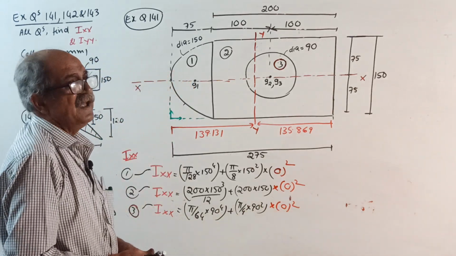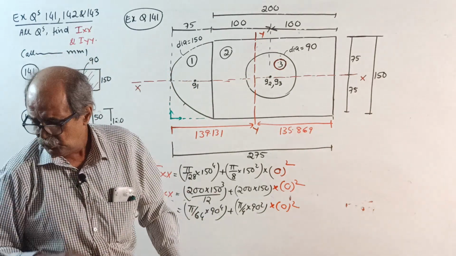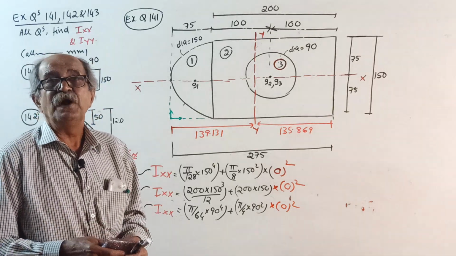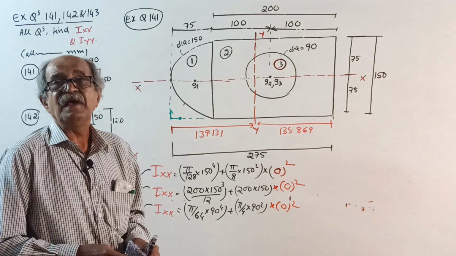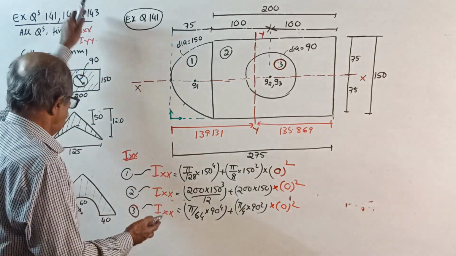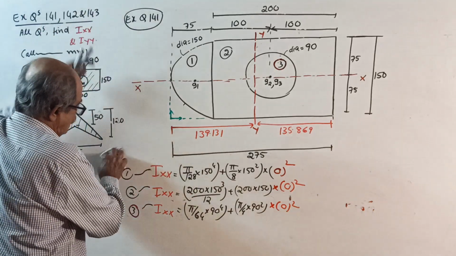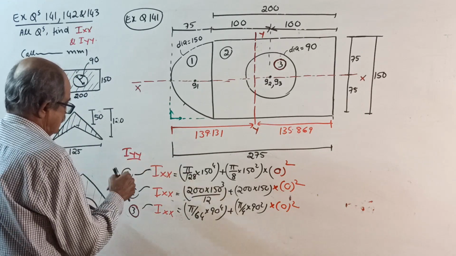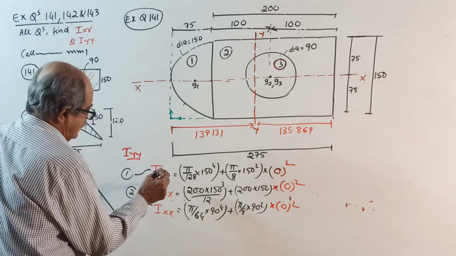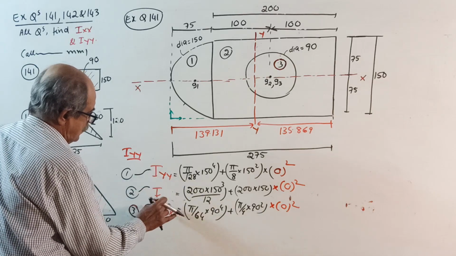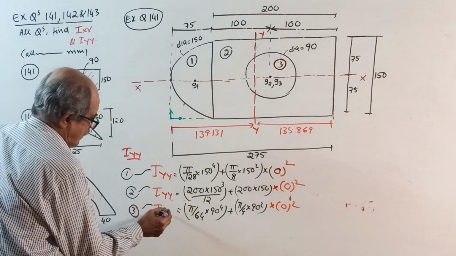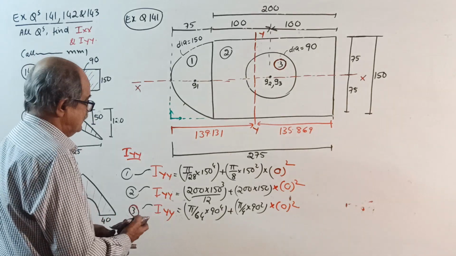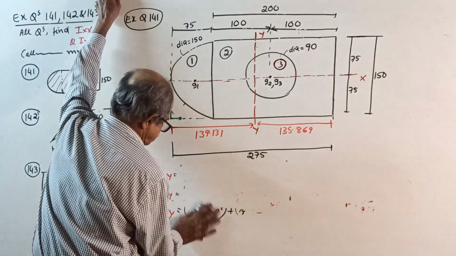If this is not clear, that means you have not studied anything so far. Blindly you are opening the video. You are treating that as a video, not as a class. Okay, Ixx over, now Iyy. Again, Iyy for 1, Iyy for 2, Iyy for 3. Lastly, 1 and 2 you add, but 3 you subtract. That much common sense required.